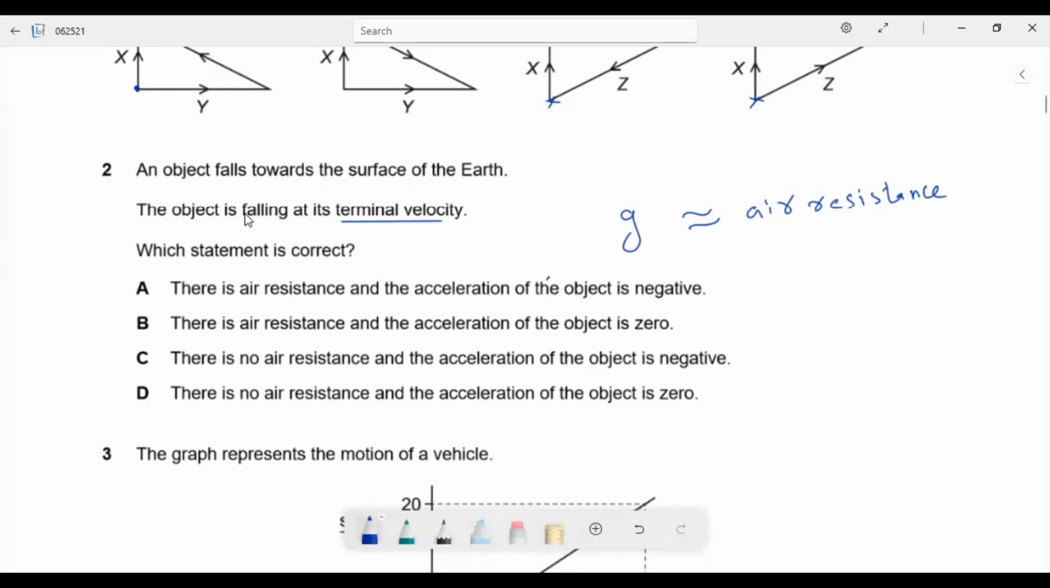Acceleration of the object is negative, that is wrong, it is not negative. There is air resistance and the acceleration of the object is 0. For terminal velocity, the acceleration of the object is 0. The right answer is B.